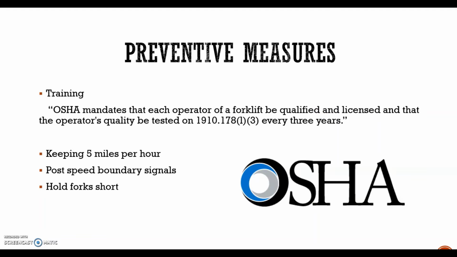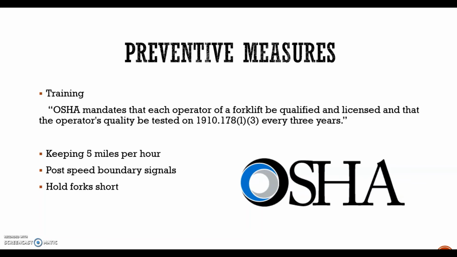OSHA suggests that forklift operators should be trained, and it mandates that each operator of a forklift be qualified and licensed, and the operator's qualification be tested every 3 years. Keeping to a speed of 5 miles per hour is one of the most important things while driving a forklift. This will allow the driver to have enough time to stop in case of any accidents.